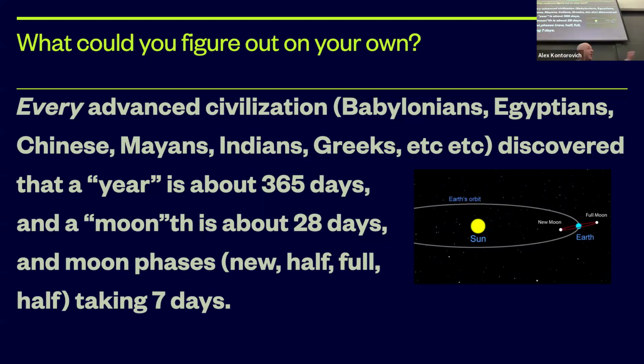A week. So if there's a new moon on Monday, there's going to be a half moon the following Monday, and there's going to be a full moon the following Monday, and another half moon the following Monday, and finally a new moon the Monday after that. Of course, that's not quite right.